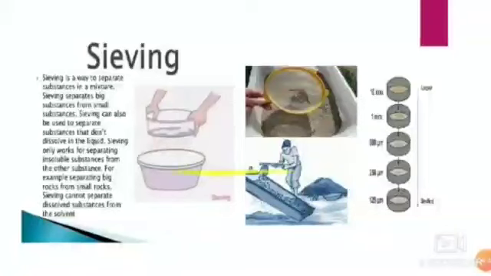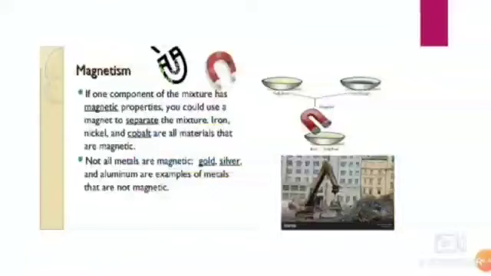With this, we will move forward to the next method, which is called magnetic separation. If any of the components of the mixture has the magnetic property, that means it can be attracted to a magnet, then we use the method of magnetic separation. In this method, the magnet is passed over the mixture. The magnetic substances get attracted and cling to the magnet, while non-magnetic substances are left behind.